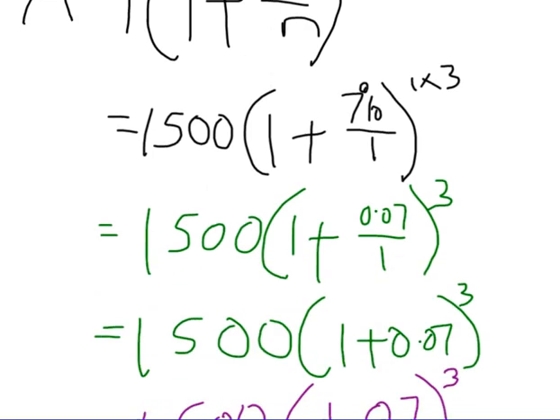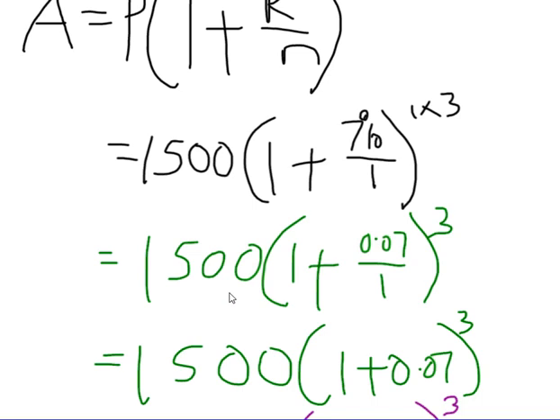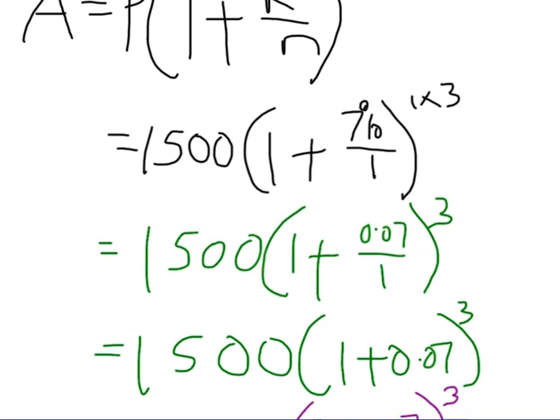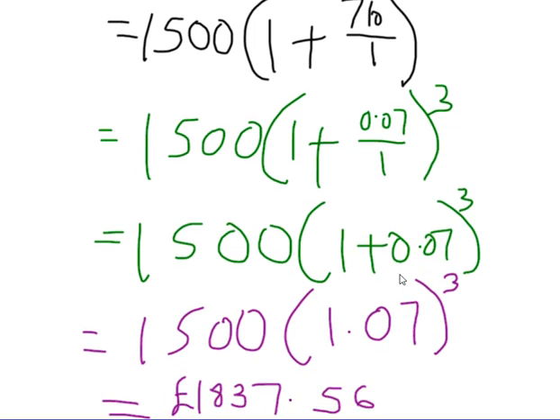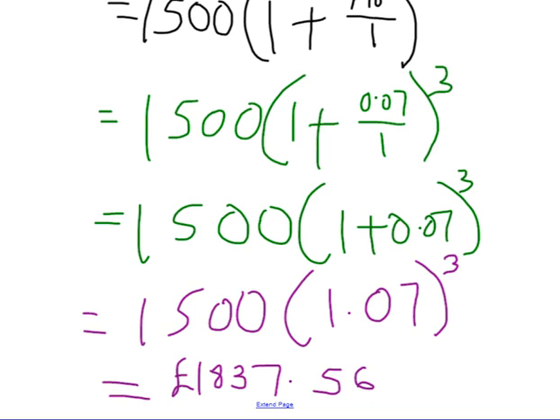Now if we go further, we should have 1,500, 1 plus 0.07. Now when we add that all up, we should have 1 plus 0.07 to the power of 3, giving us this final amount here. Please, like I said, do not add the 1 to the... anyway, in this case, it's still going to be the same thing because it's over 1, so you can just have 1 plus 0.07 and go on from there.